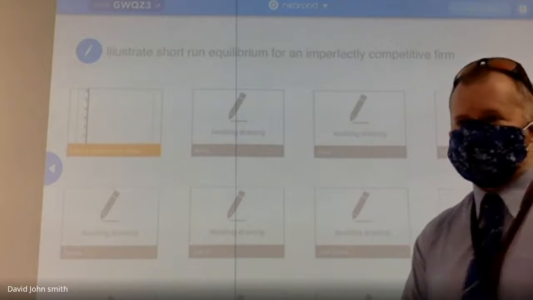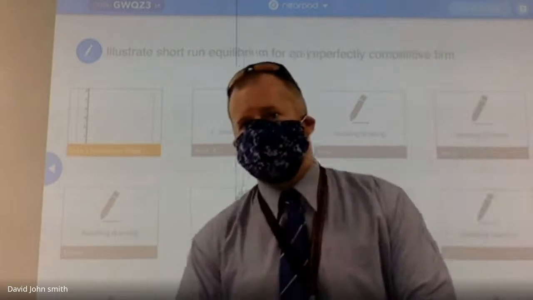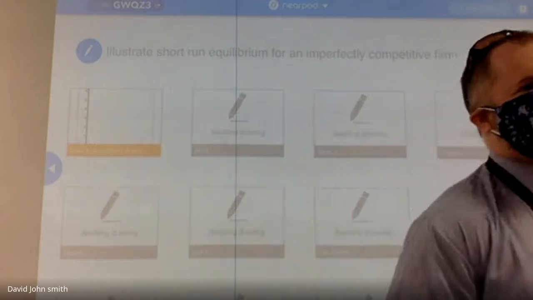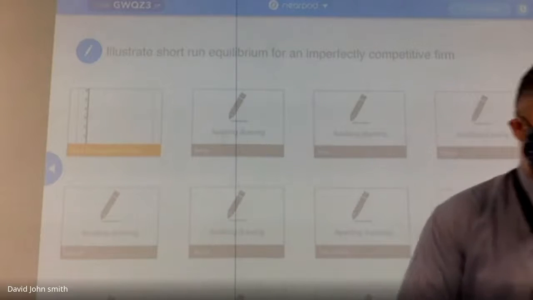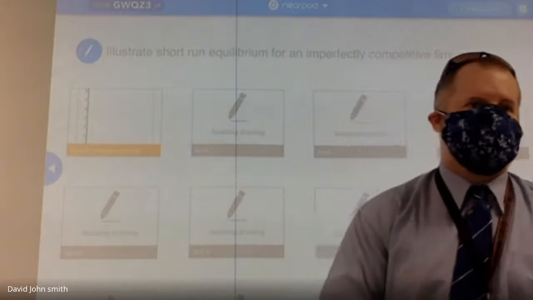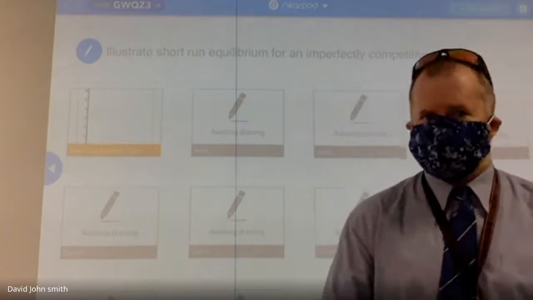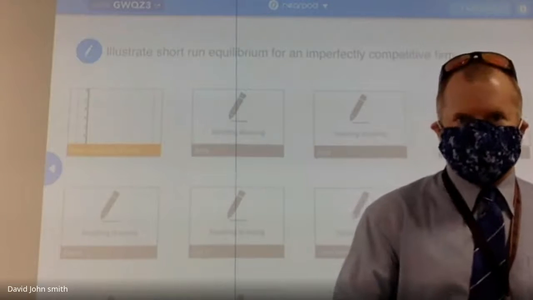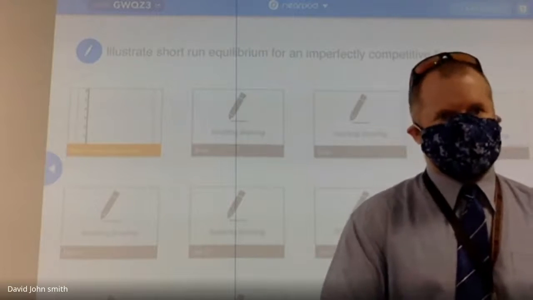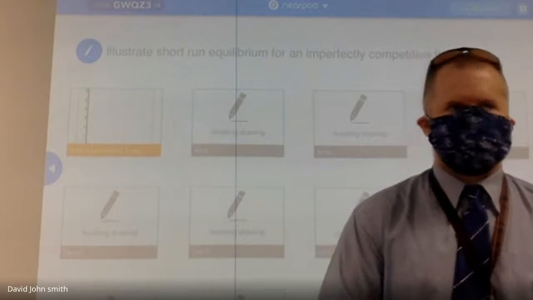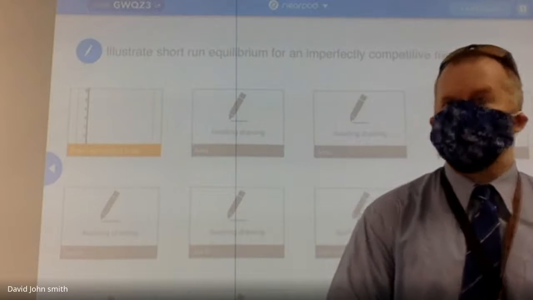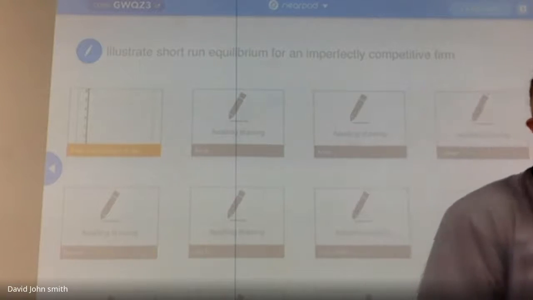Now, yes, you can do economic development. But the problem with that is the timing of trying to do that before December is possible, but very difficult. So it's much more likely that you'll do international trade.